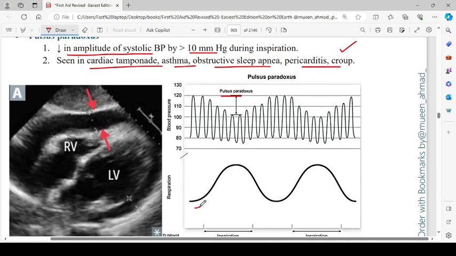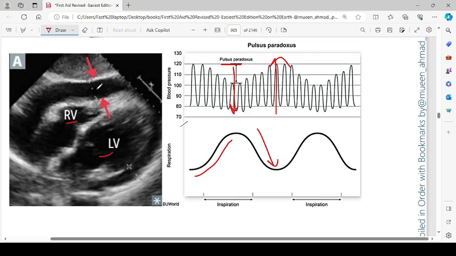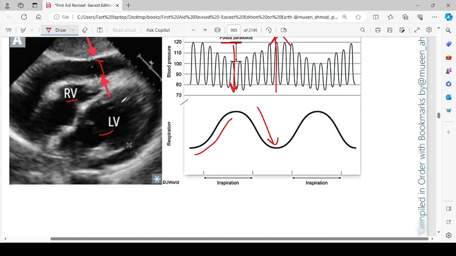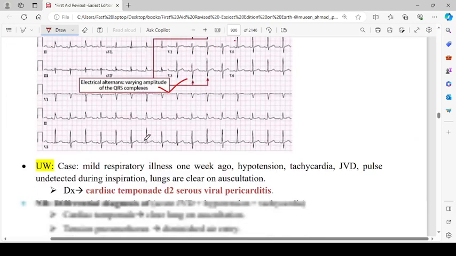When the person is inspiring, the blood pressure is dropping down, and when expiration is happening, blood pressure is coming back to normal, and then again. And you can see this right ventricle, and this is the pericardial fluid that is present in the pericardial space. This is electrical alternans, varying amplitude of the QRS complex. We have talked about that.